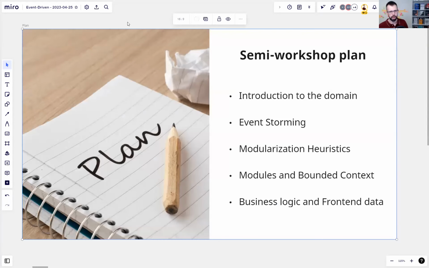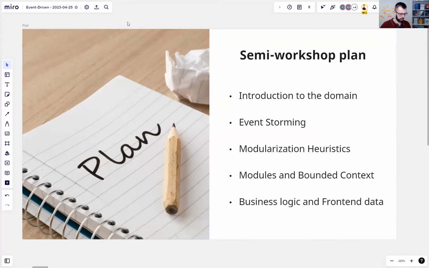So what's the plan for today? I will introduce you to the domain, because we'll use event storming on a particular domain, so I'll say a few words about it. Then I will introduce you briefly to event storming. It won't be a full deep dive into this technique, but just a showcase of how to use it. During this show, I will explain different modularization heuristics. And then we will go into a discussion about modules and bounded contexts.